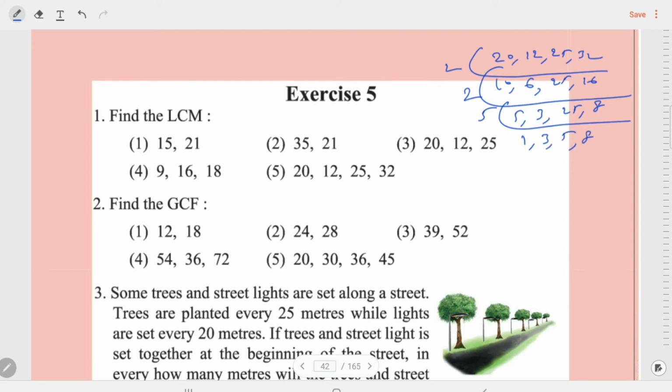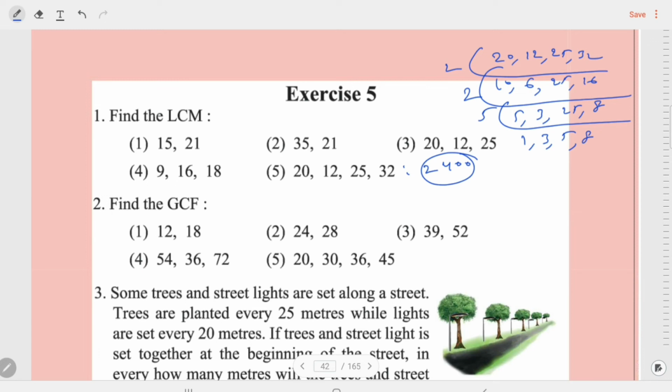Now multiply 4 into 3 into 25 into 8. 25 8s, 200. 200 into 12, 2400. So that is the answer for this. Oh, wait a minute, not here. Here, 2400. Okay.